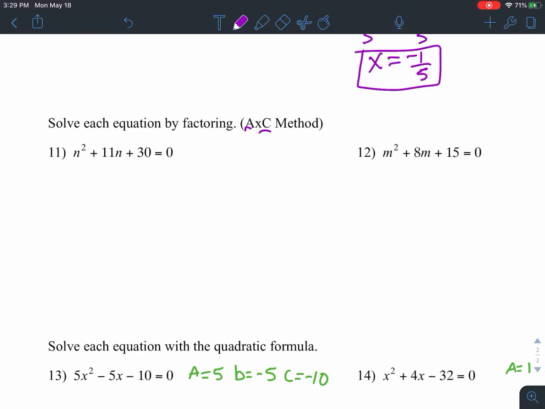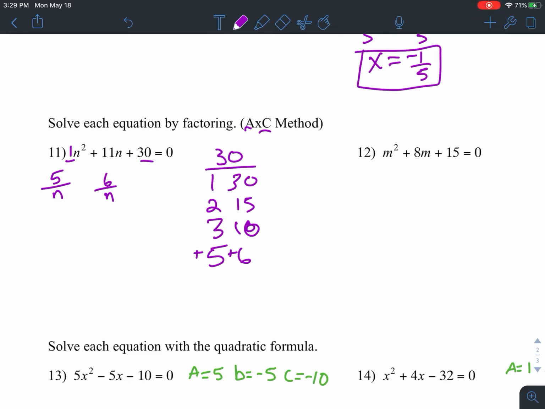So remember, our A is right here. There's technically a 1 there, so we're going to take 1 times 30 and get 30. Find our factors of 30. Okay, there's our factors. 1 and 30, 2 and 15, 3 and 10, 5 and 6. Which of those will add to give me 11? And you would say plus 5 plus 6. And remember, we put 5 over our A, which is n, and 6 over our A, which is n again.